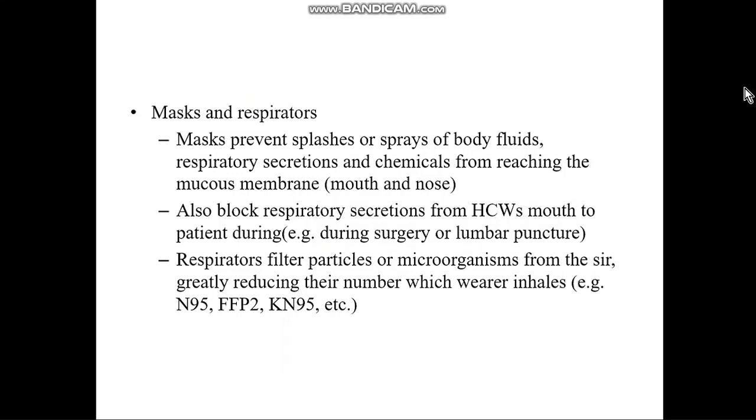And FFP2 denotes filtering face piece, and it defines various classes of filtering face pieces or filtering half masks, which are entirely or substantially constructed of filtering materials.